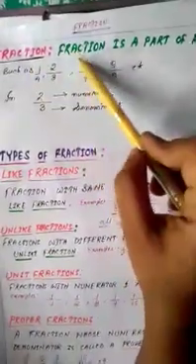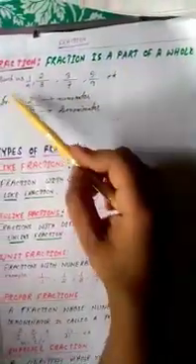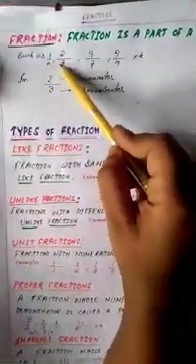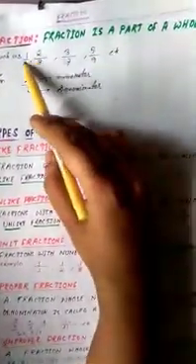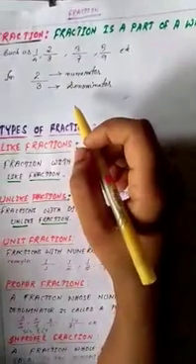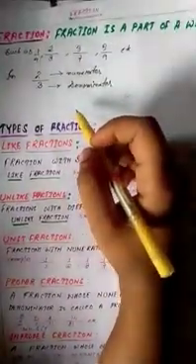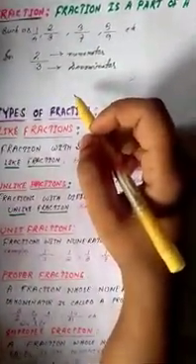So fraction means, a fraction is a part of a whole, such as 1 by 4, 2 by 3, or 3 by 7, 5 by 9, etc. And this line we are giving, that's called the dividing line. You know that already, you have that idea.